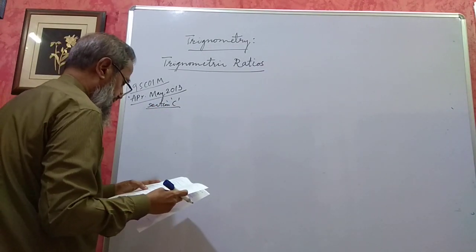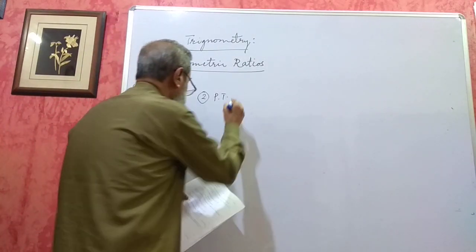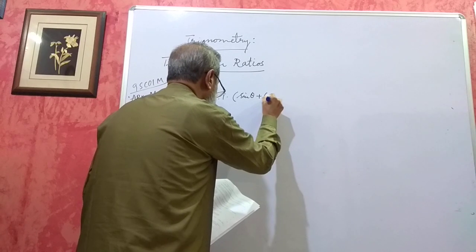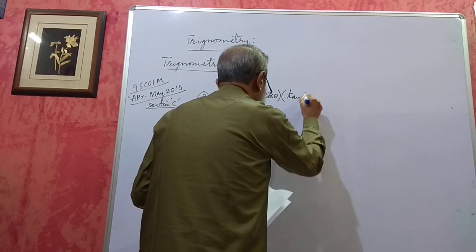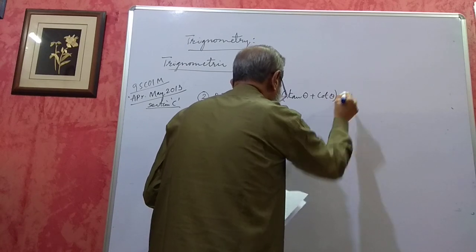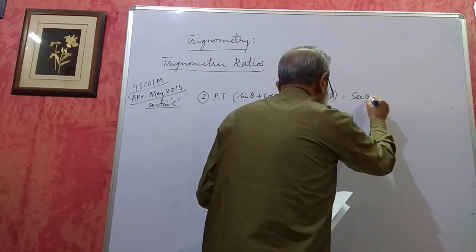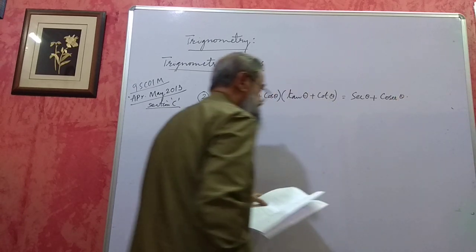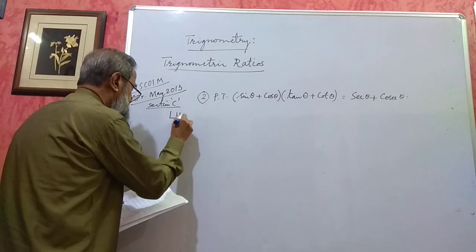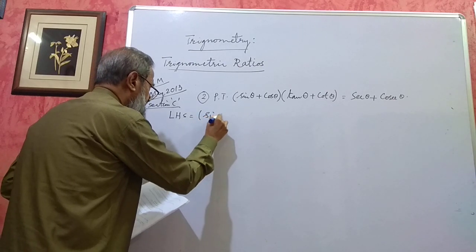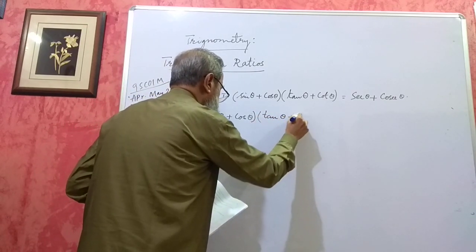Section C, problem number 2. Prove that sine theta plus cos theta multiplied by tan theta plus cot theta is equal to secant theta plus cosecant theta. Again, as usual, we'll take the left hand side. Left hand side is sin theta plus cos theta into tan theta plus cot theta. This is the left hand side.